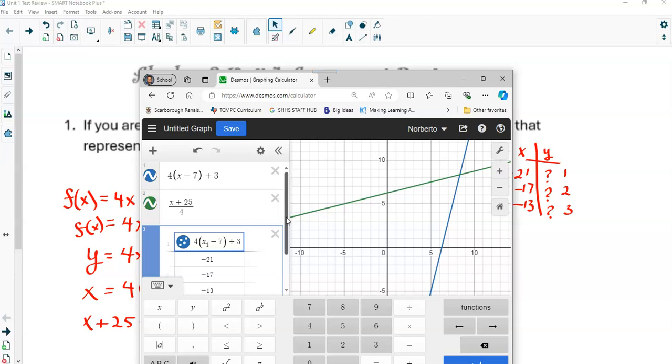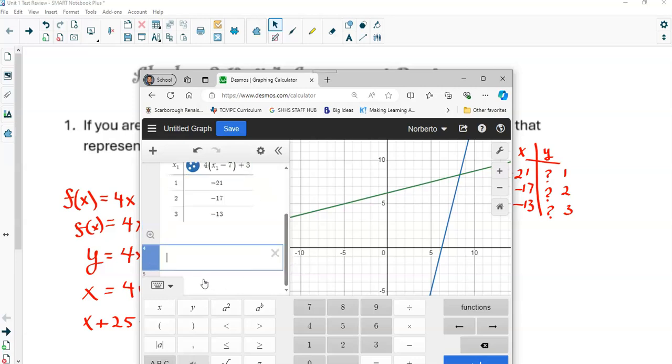Now, what I want to do is create another table and compare those two tables. So I'm going to go here and add a table.